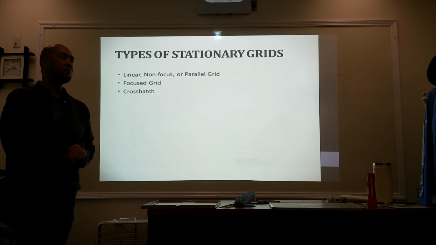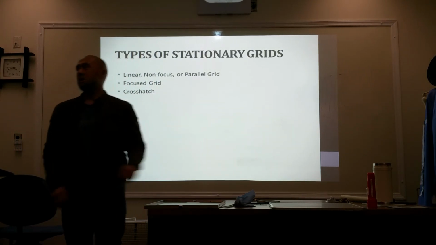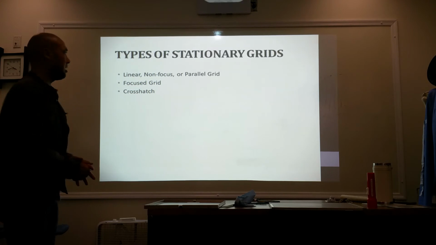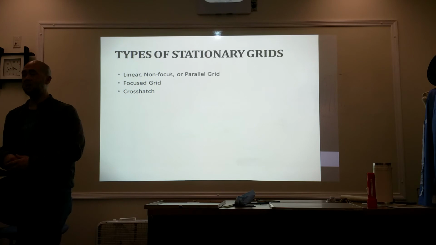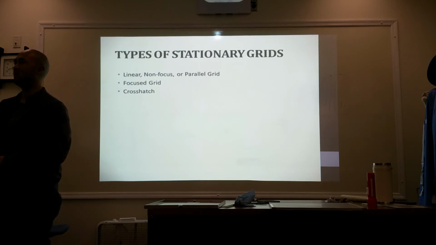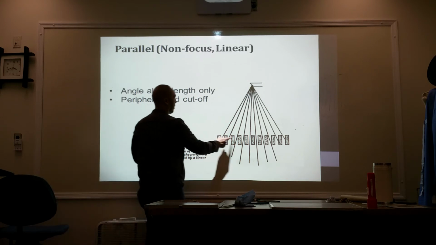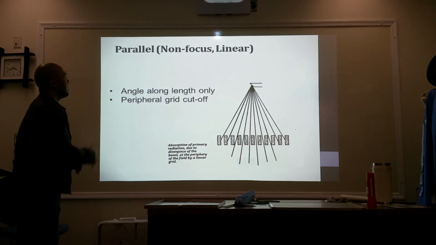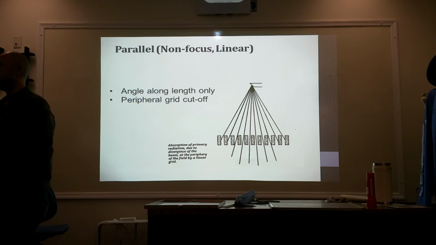Okay, let's talk about the different types of stationary grids. We're talking about portable grids here. You've got your linear grid, also known as non-focus, also known as parallel grid. They all mean the same thing. Linear, non-focus, or parallel. The next one is focused, and the last one is crossed hatch. In the linear non-focus grid, the strips are straight vertical. The strips go along the length of the grid.